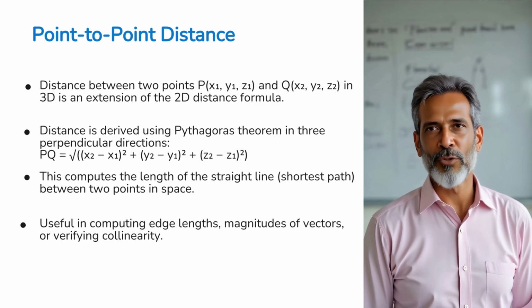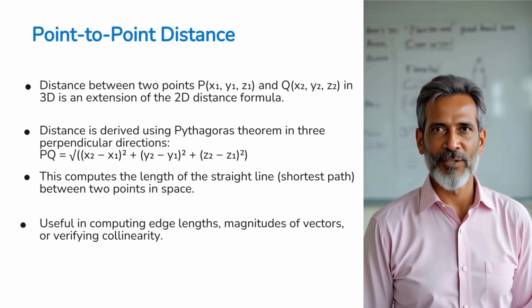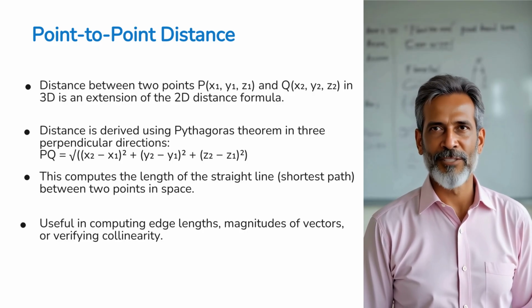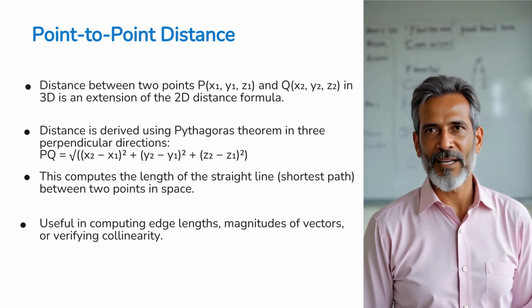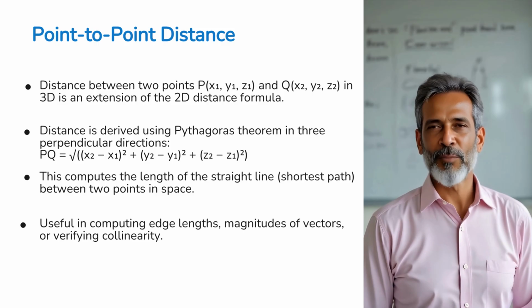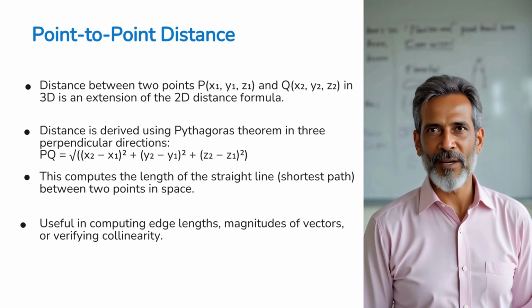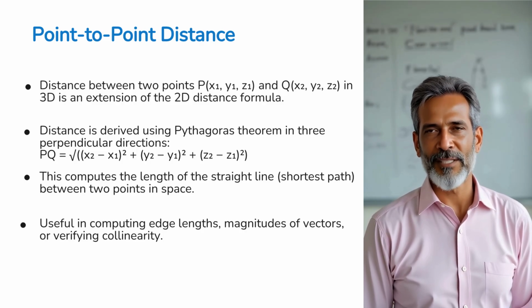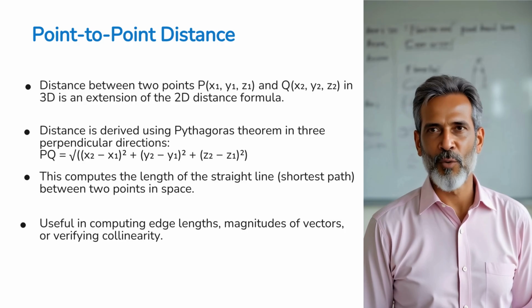Moving on, suppose you want to find the distance between 2 points in 3D space. Just like in 2 dimensions, where you use the distance formula, here we extend that idea by adding the third coordinate. Let's say we have 2 points, point P with coordinates (x1, y1, z1), and point Q with coordinates (x2, y2, z2). The distance between them is given by the formula, the square root of (x2 - x1)² + (y2 - y1)² + (z2 - z1)².